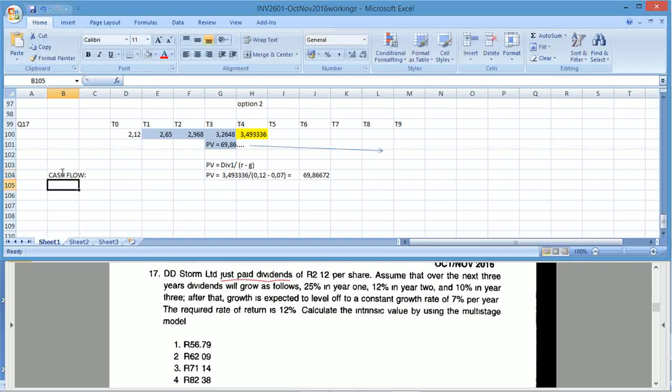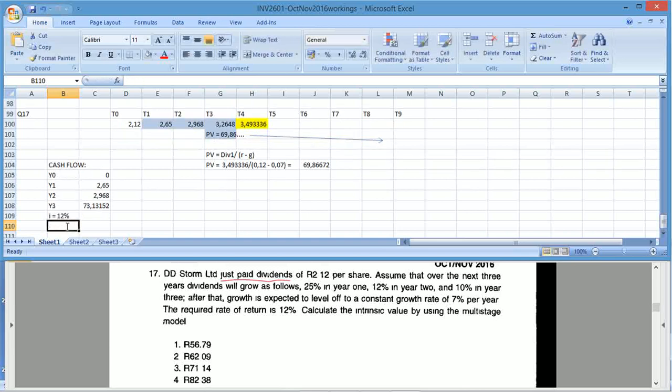That's the shortcuts. Remember, use the easy way of doing things, the quickest, simplest, fastest way to get to the right answer. Cash flow here would be that. Cash flow here would be that. Cash flow there would be this plus that. Insert I as 12%. Solve for net present value.